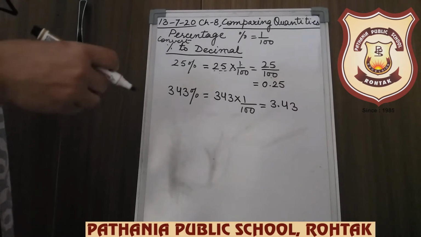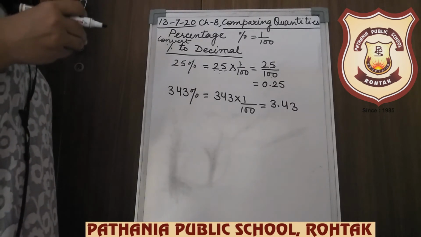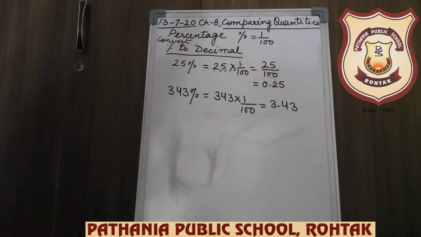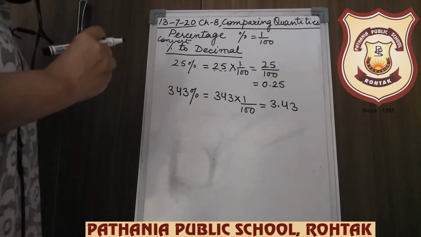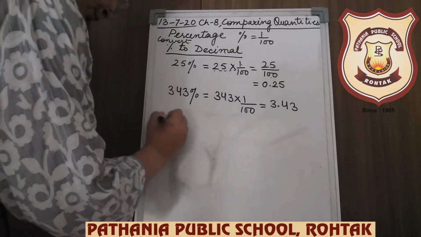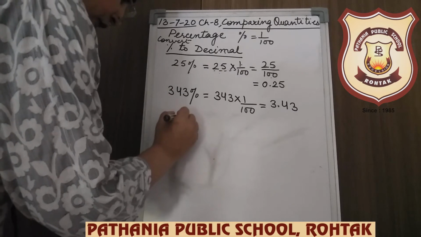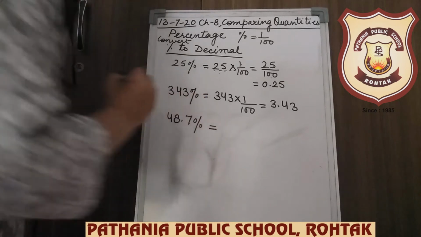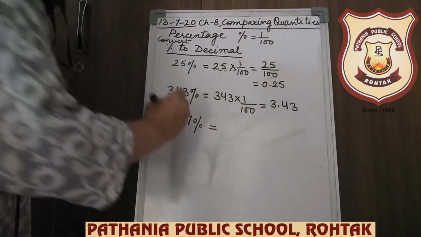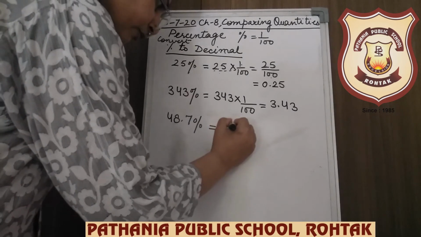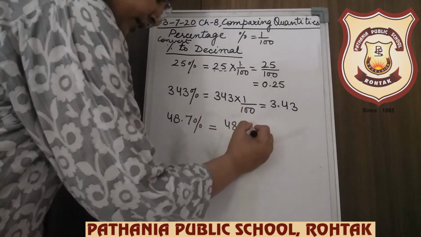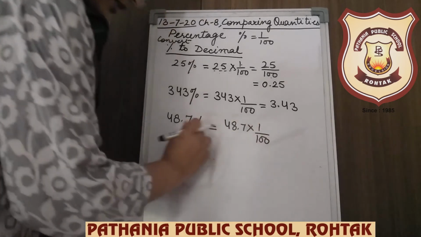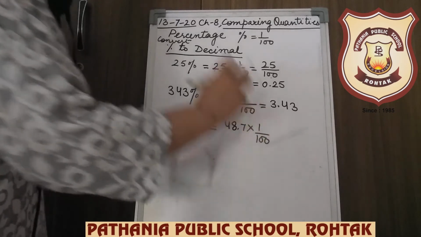Now, suppose the percentage is already given in decimal. If the percentage is already given to you in decimal, then what will you do? Suppose I take the number 48.7%. .7 multiplied by 1 upon 100. Sign of percent means 1 upon 100.